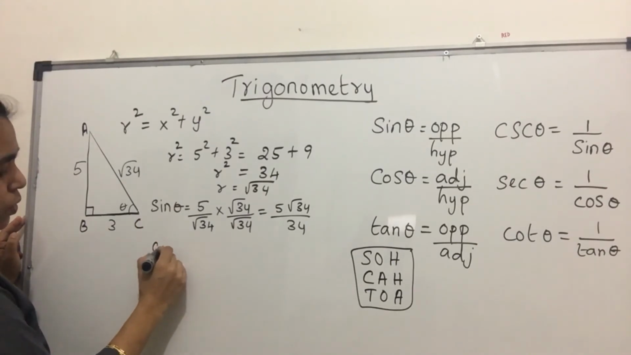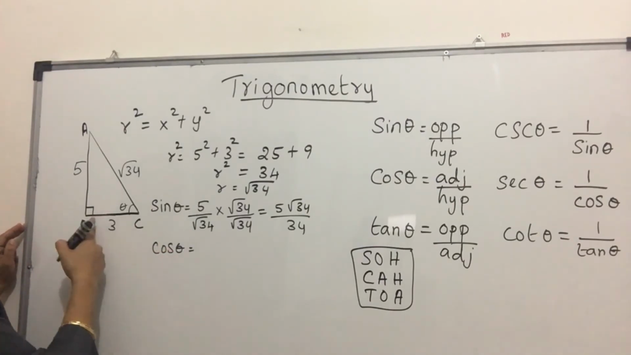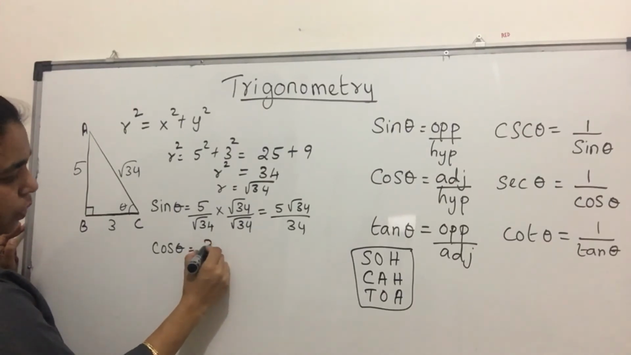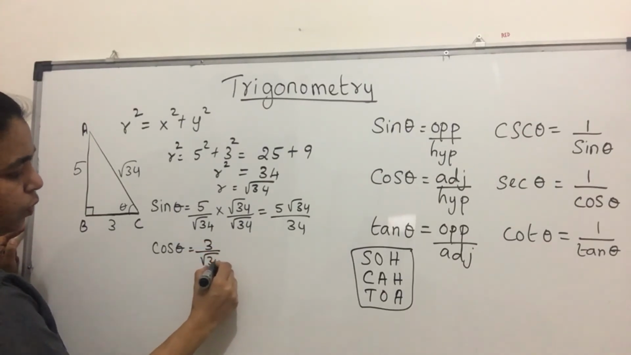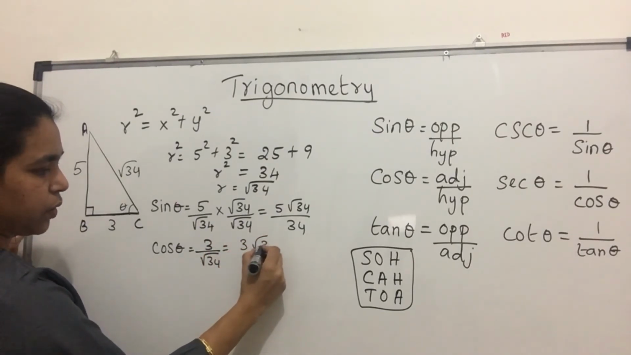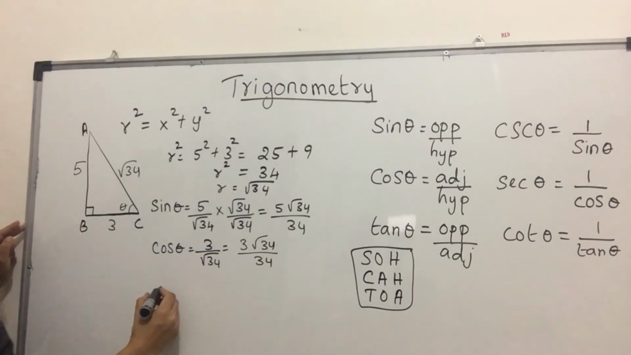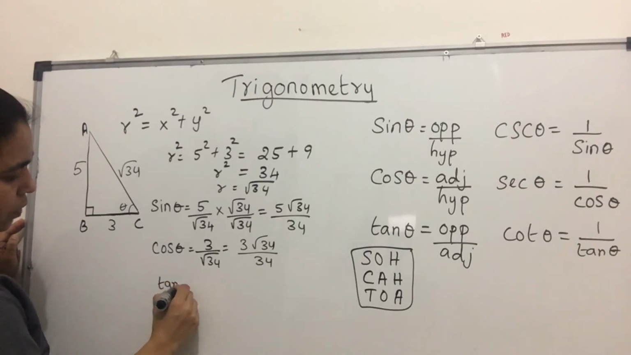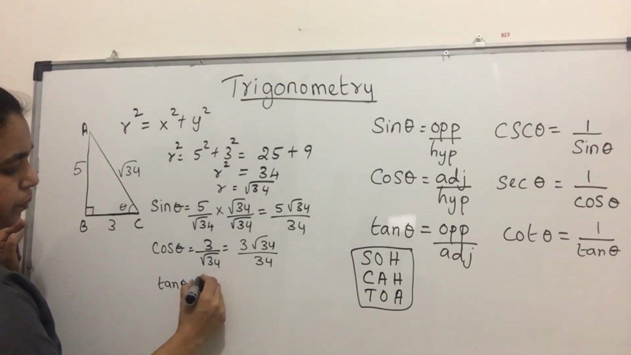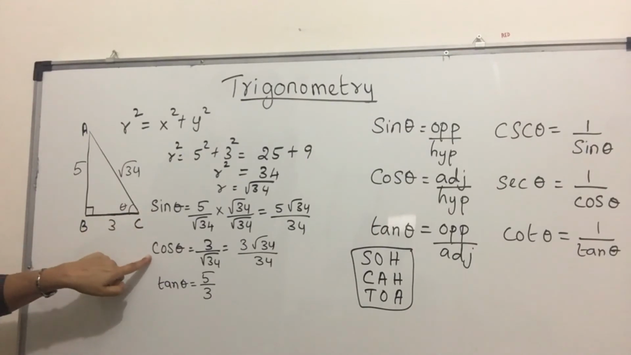For cos theta you have to do the same thing because the hypotenuse is radical 34. This is adjacent over hypotenuse. The adjacent is 3, so 3 over radical 34. Here also you write it the same way, so 3 radical 34 over 34 is the answer for cos theta. And tan theta is equal to opposite over adjacent, so 5 over 3. This is for sine, cos and tan.